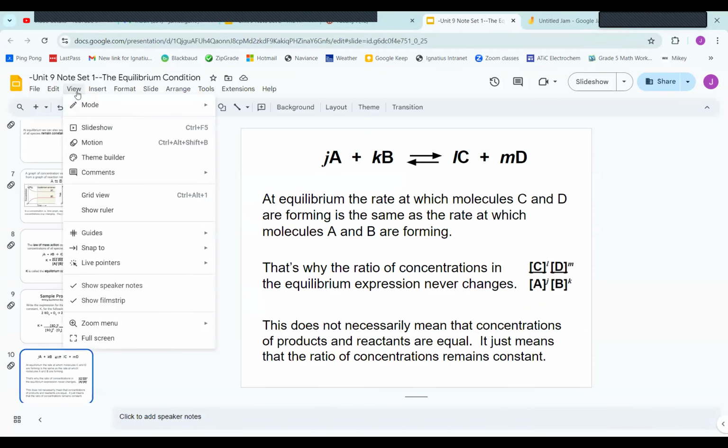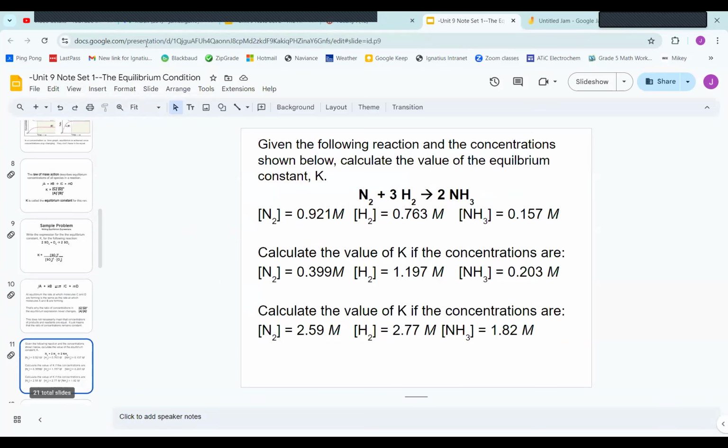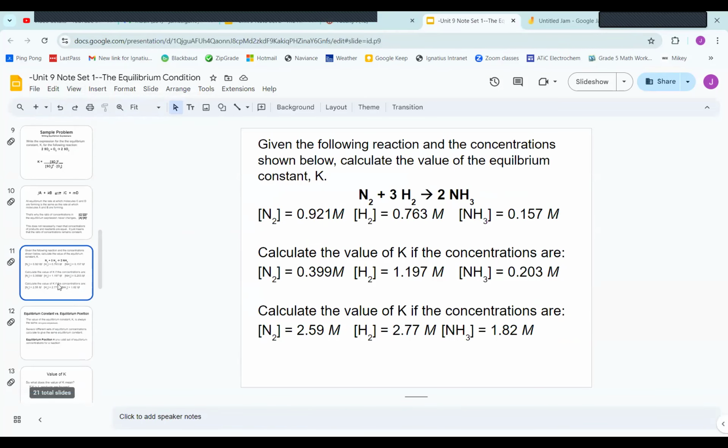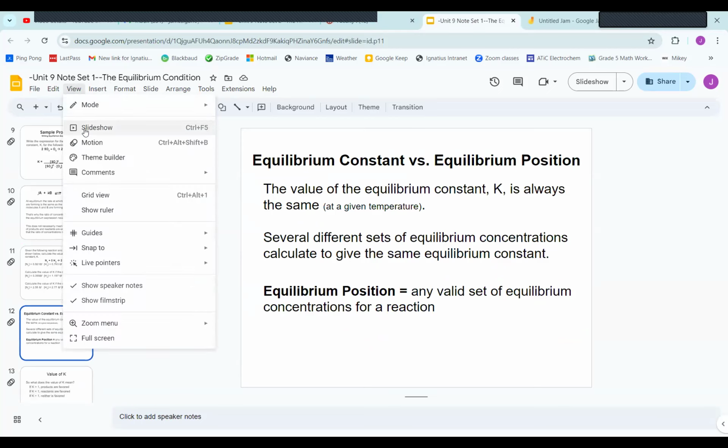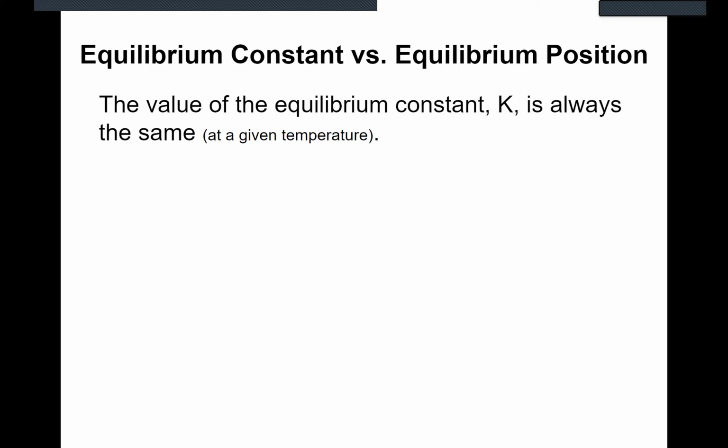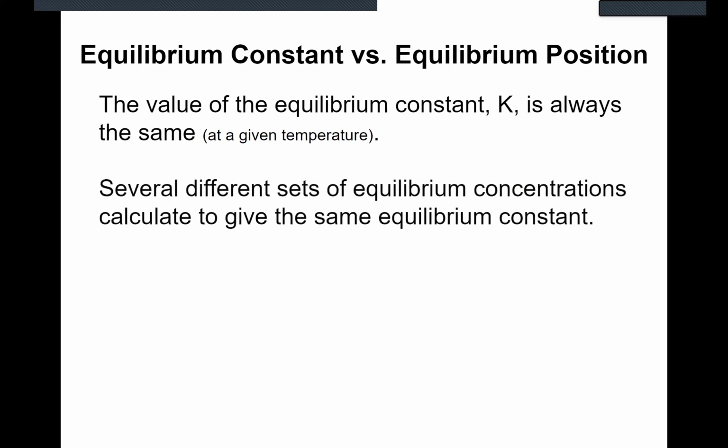Okay, back to our notes. Let's go to the next slide here. There is a distinction in terms that I want you to be aware of. When we say equilibrium constant, we're talking about the numerical value for K, which is always the same at a given temperature. There are several different sets of equilibrium concentrations that calculate to give you the same equilibrium constant.